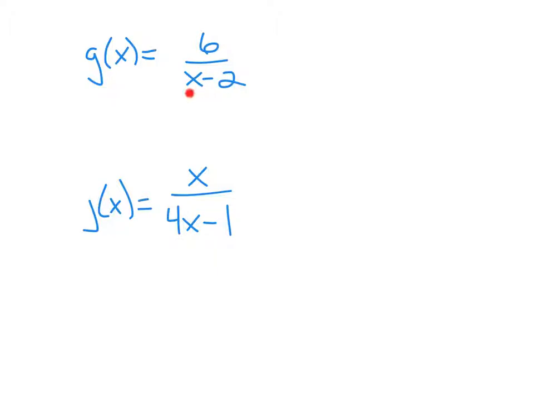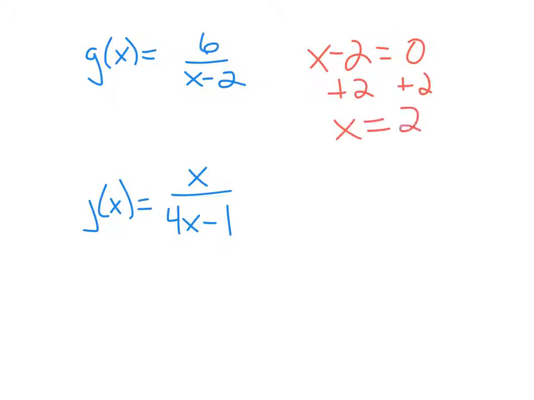For g of x, that would be the value of x that when we plug it in gives us a 0 in the denominator. That's the one value that we're not allowed to have. It's very easy to figure out what that is, because all you have to do is take your denominator and set it equal to 0. You're asking yourself, what value of x will give me 0? It's very simple to solve for. You just solve for x.